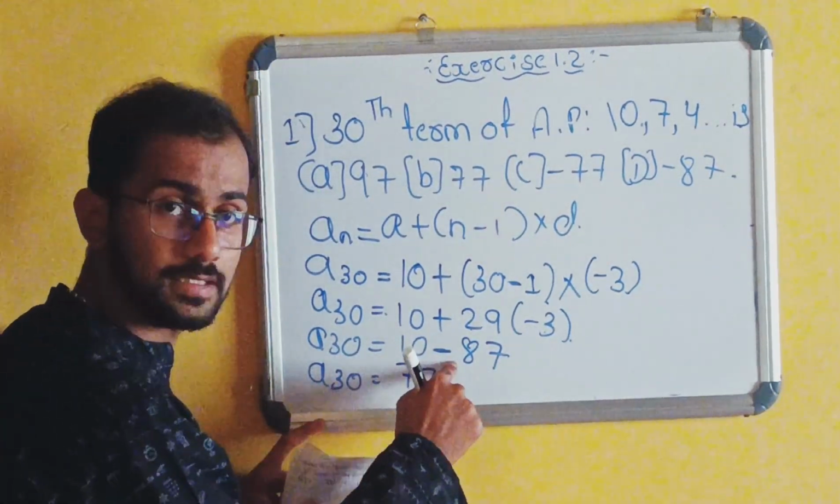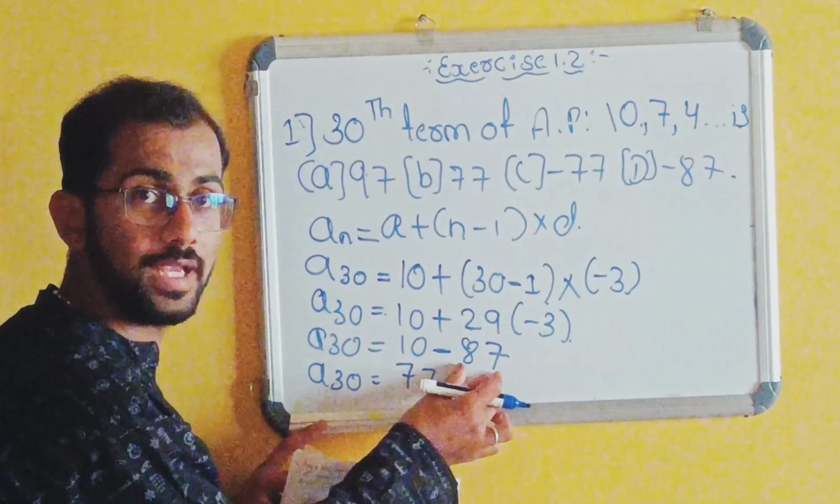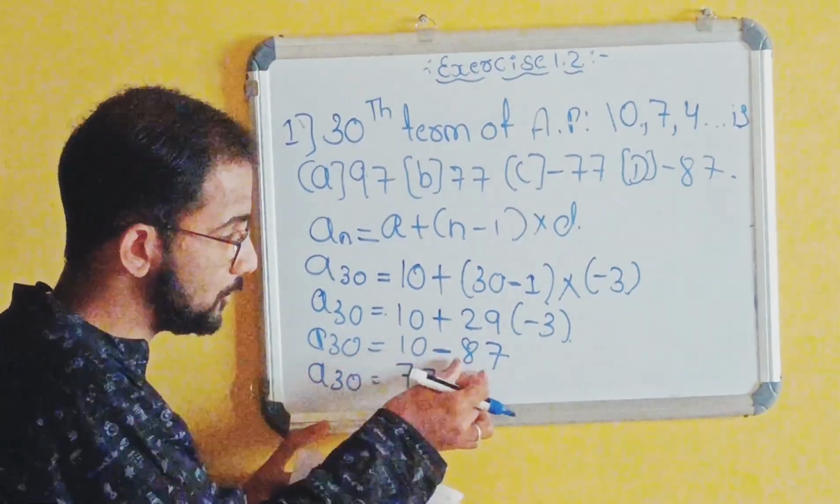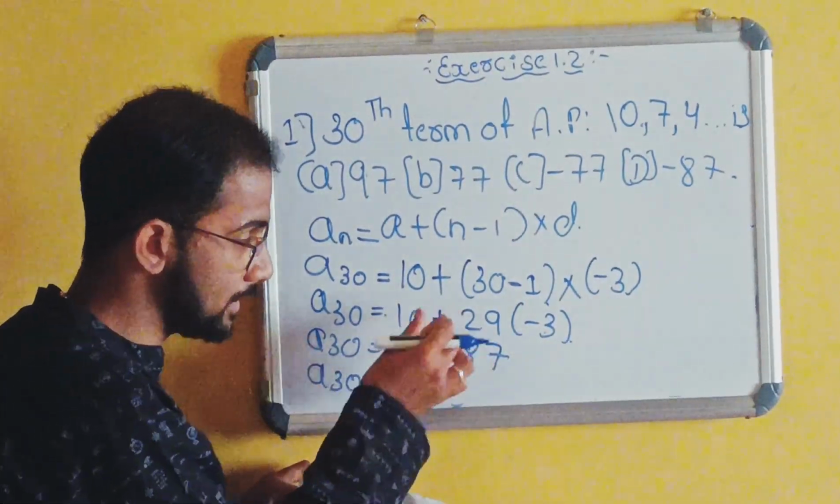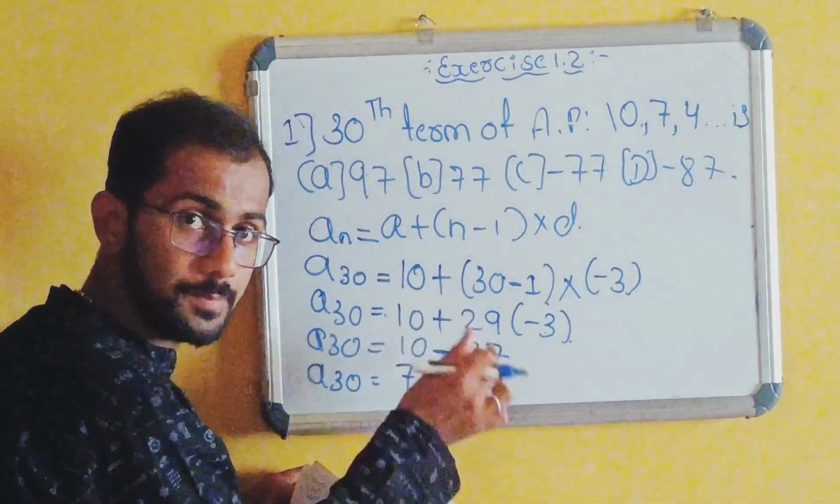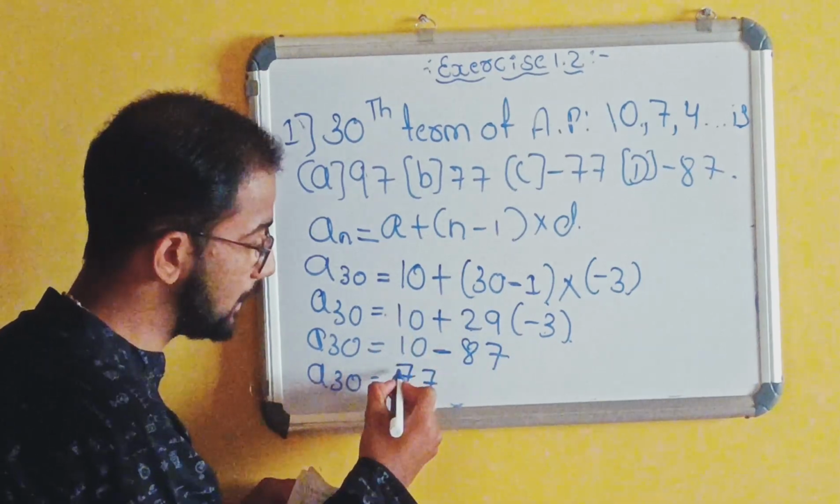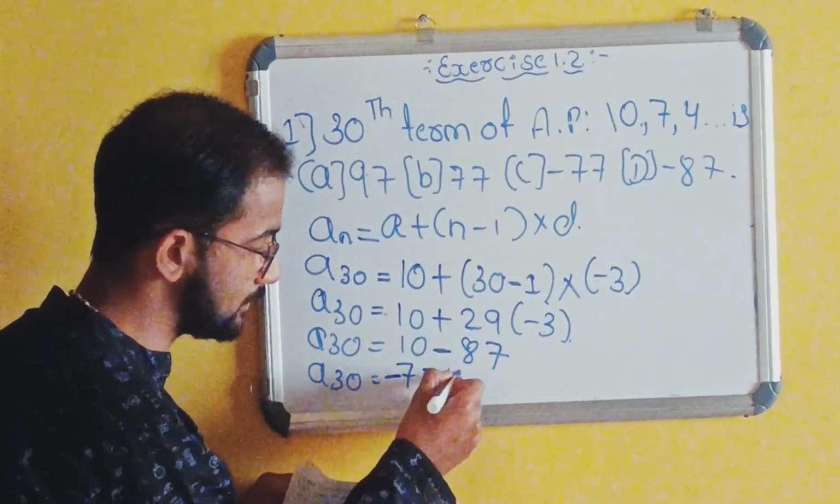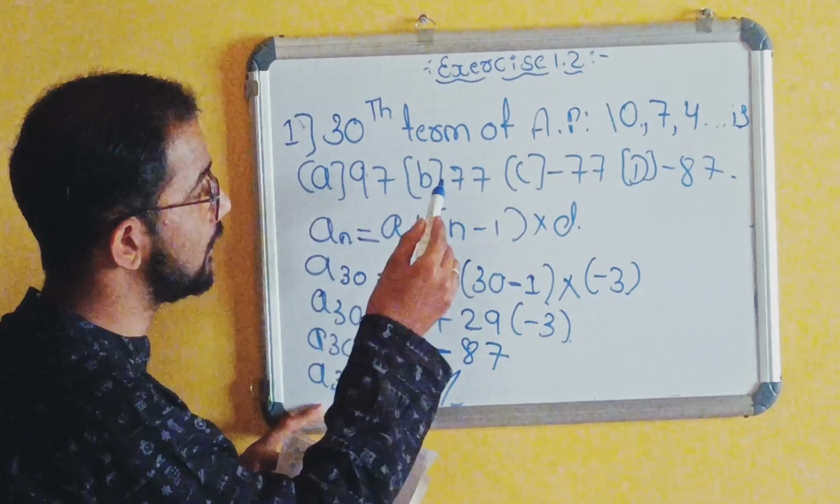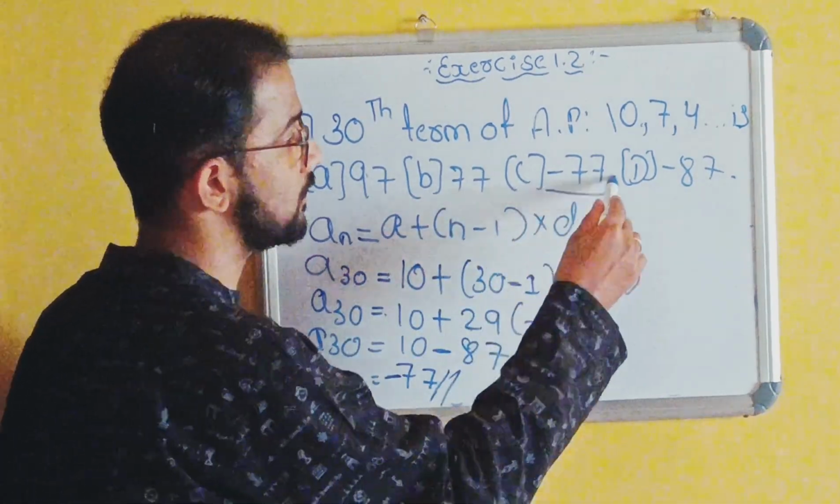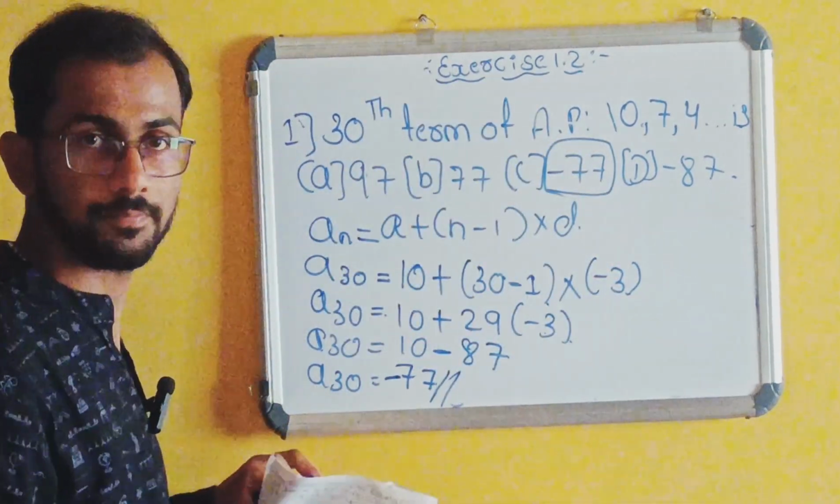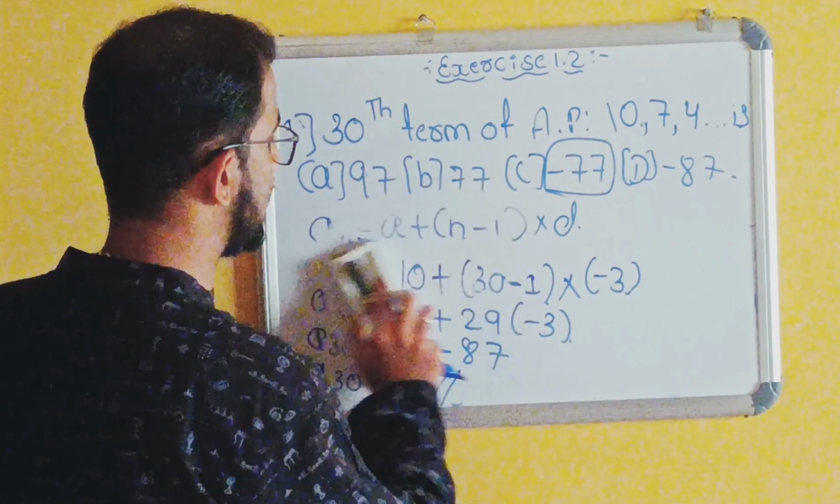Put the sign of the bigger number. Compare these two numbers: among 10 and 87, the bigger number is 87. That's why the sign of the bigger number needs to be considered, that is minus, so minus 77. See whether there is a 77 in the options. This is the answer. Let's move on to the next example.